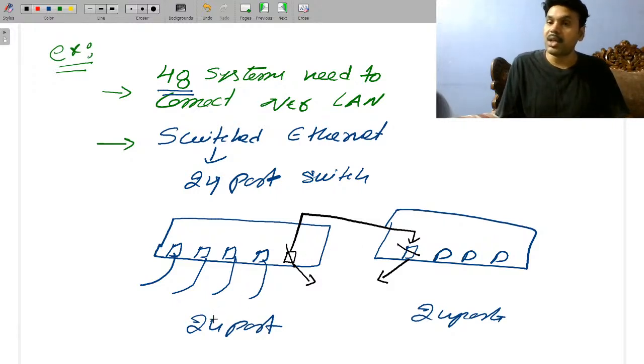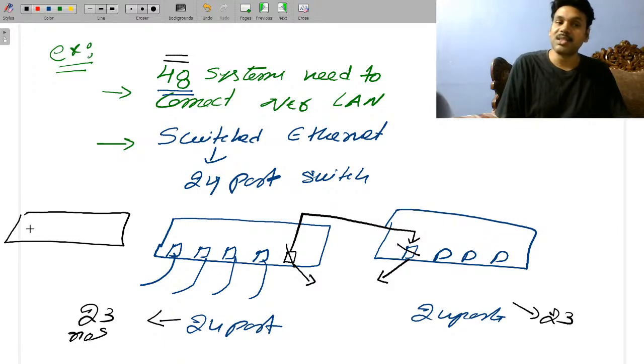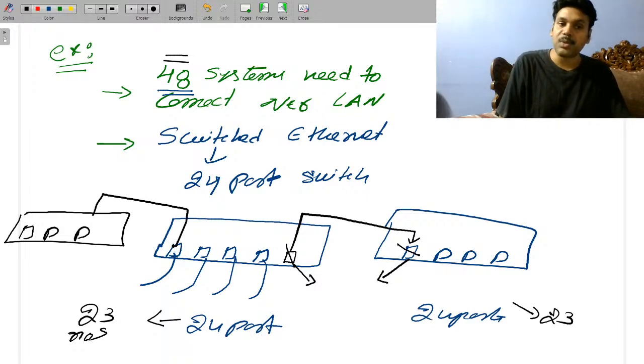Hence, you cannot keep 24 systems here. You can keep only 23 only. Here also you cannot keep 24 systems. You can keep only 23 systems, but I need to have 48 systems. Therefore, what is required? One more switch is required, and one more uplink port is required. Please understand. Again, I am doing a reverse strategy. So again, there is an uplink from there.